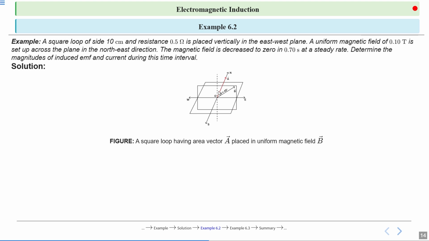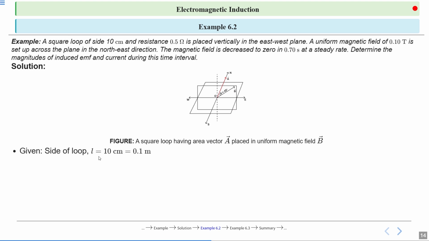The area vector has direction in the north, and the magnetic field has direction in the northeast. We know that the angle between north and northeast is 45 degrees, so theta here is 45 degrees. So the figure shows a square loop having area vector A placed in a uniform magnetic field B vector.